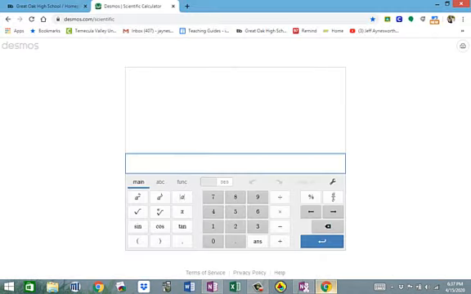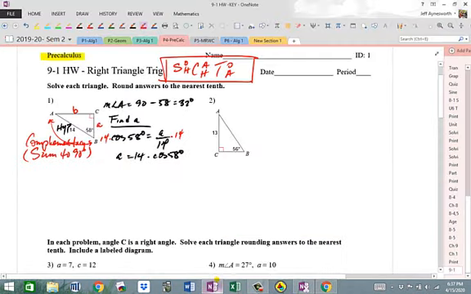So 14 times cosine of 58 degrees. We're in degrees right here, notice on the calculator. So 14 times the cosine of 58 degrees is roughly 7.418. And we're supposed to round to the nearest tenth, so that's about 7.4 rounded to the nearest tenth.